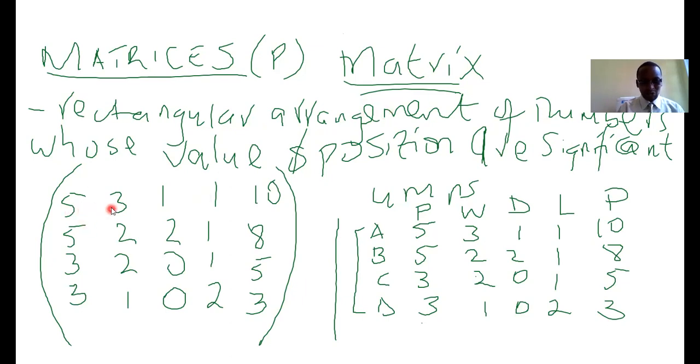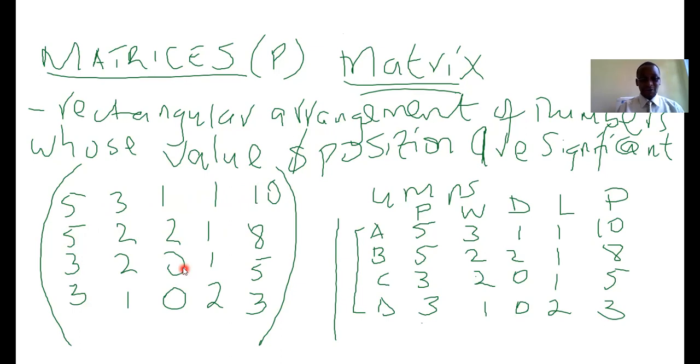We have 1, 2, 3, 4, 5, 5 columns, and 1, 2, 3, 4, 4 rows. The rows could also be equal to the number of columns. That is a special rectangle that we call a square. So this kind of an arrangement is what we are calling a matrix. Each value and its position are significant.